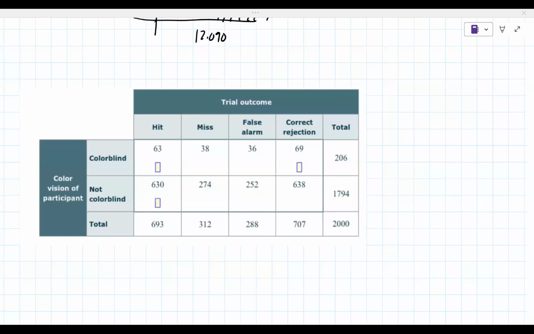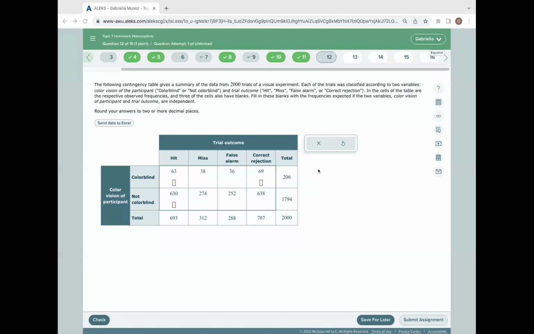Okay, so to find... whoa, why are there... maybe I misunderstood. Could you go back and share your screen? I don't know what it wants us to calculate. The cells of the color are the observed frequencies, the blank are the expected frequencies. Okay. All right, thank goodness. It's weird that they're doing it in the same table.